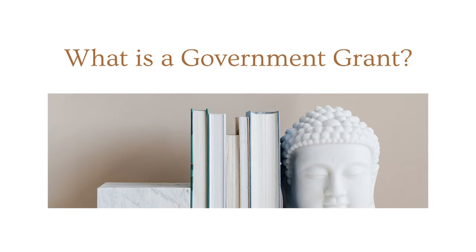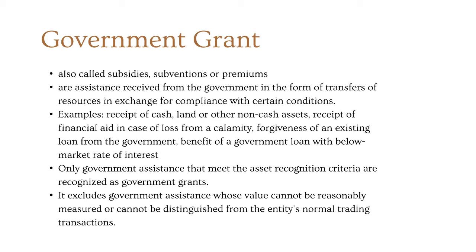What is a government grant? Government grants are assistance received from the government in the form of transfers of resources in exchange for compliance with certain conditions. These are also called subsidies, subventions, or premiums. Examples of this are receipt of cash, land, or other non-cash assets, receipt of financial aid in case of loss from a calamity, forgiveness of an existing loan from the government, and benefit of a government loan with below market rate of interest.